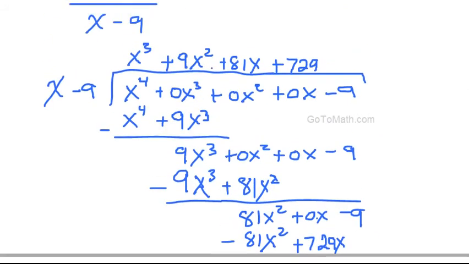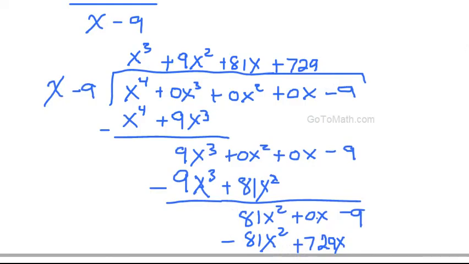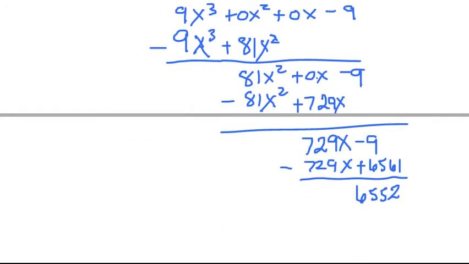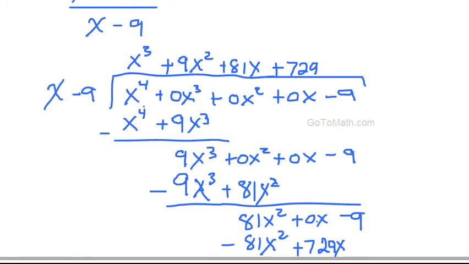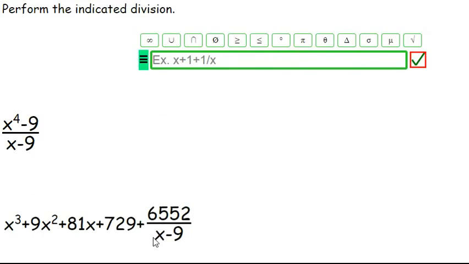Okay, so we should have x cubed plus 9x squared plus 81x plus 729. Let's just bring this up. Let's see what we got. X cubed plus 9x squared plus 81x plus 729, and then 6552 over x minus 9. Yep, there it is.